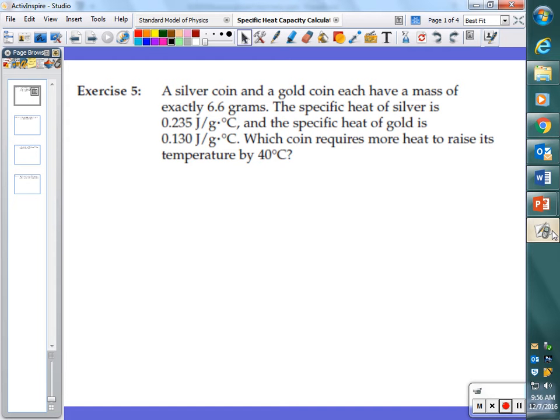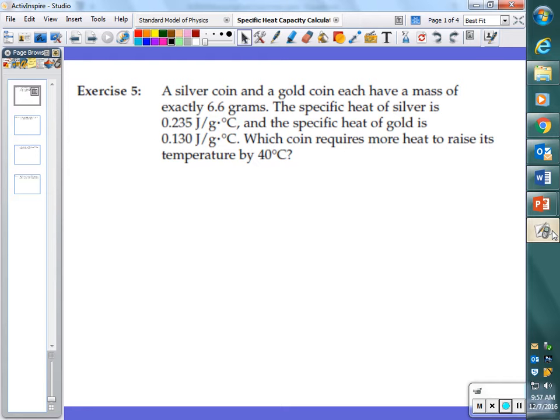So, exercise number 5 says, a silver coin and a gold coin. Well, it's page 3 of that packet, but there's nothing on the back, so it's actually the last page of the packet. All right, so it says, a silver coin and a gold coin each have a mass of exactly 6.6 grams. The specific heat of silver is 0.235. The specific heat of gold is 0.130. Which coin requires more heat to raise its temperature by 40 degrees Celsius?